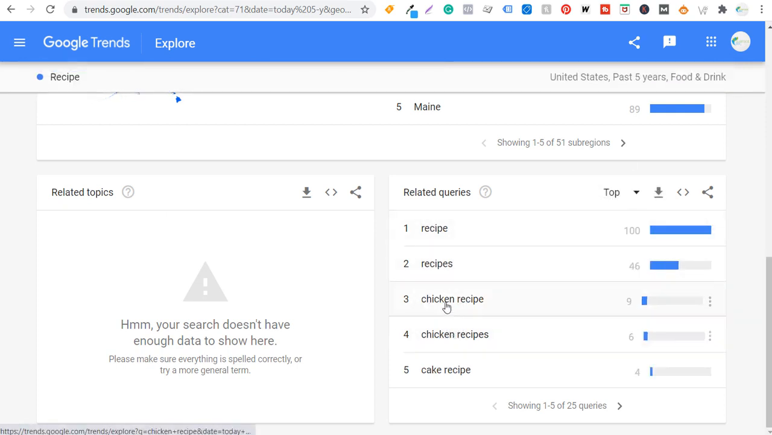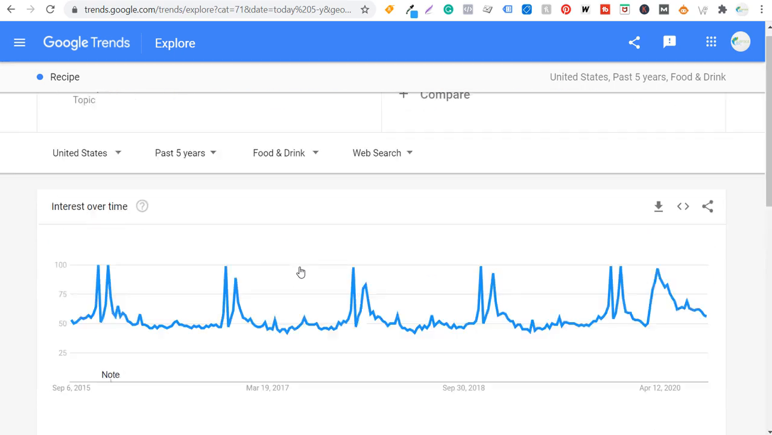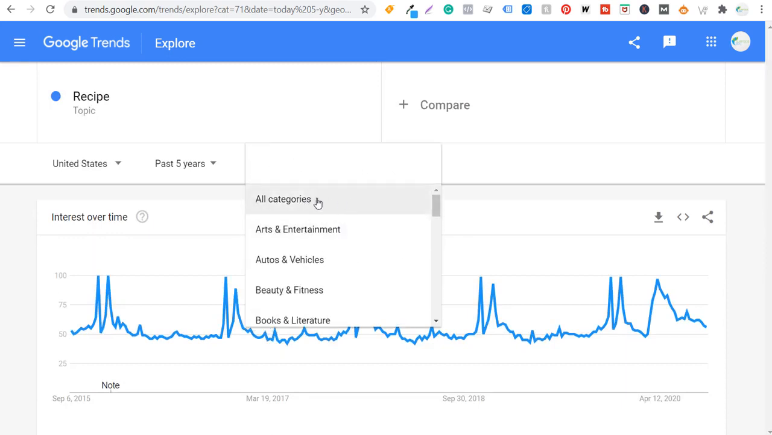This is kind of more what I would expect to see: cake recipe. So some really broad topics: bread recipe, easy recipes. So if we come back up, you want to make sure you have the right category here, or just really know all categories, just to see what comes up for a specific topic.